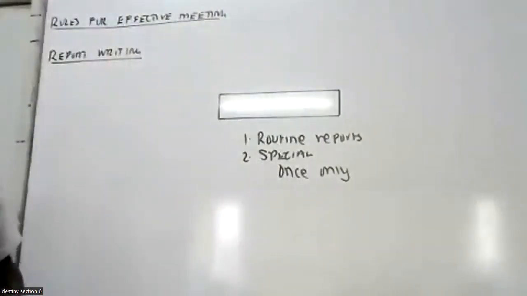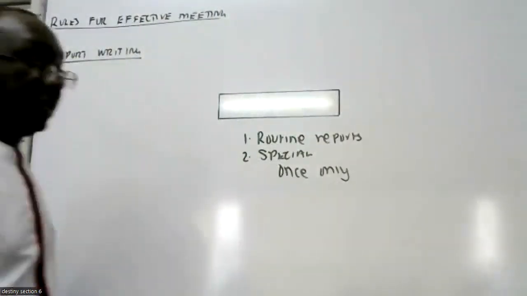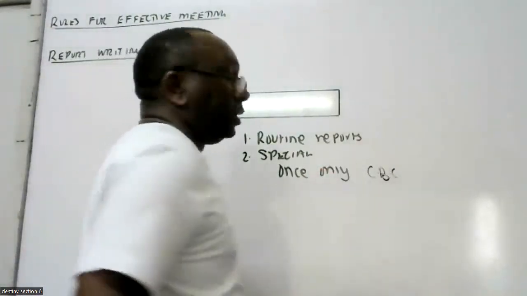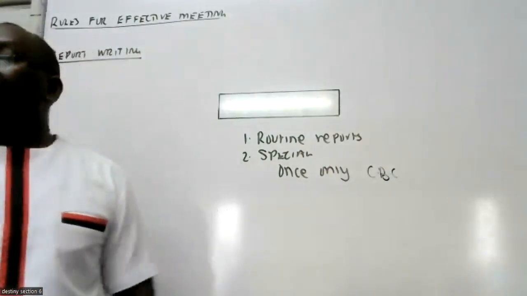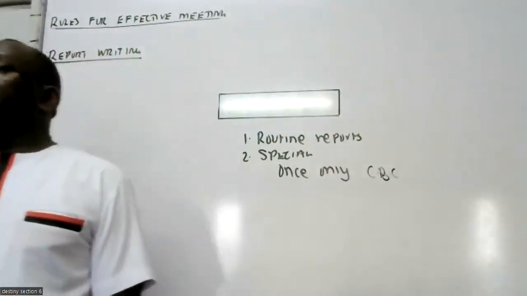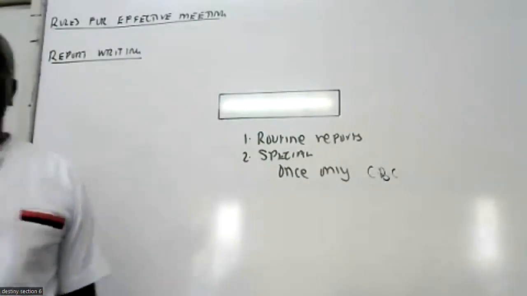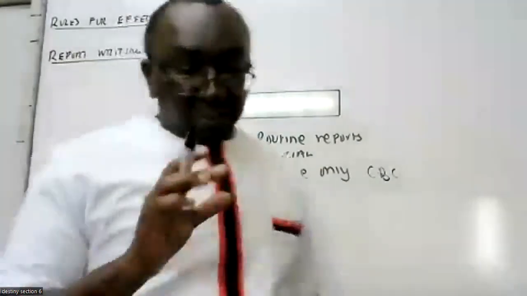Like now, a committee that was established by the president on CBC. That's a special what? Report. It is once. We shall not keep on having a committee to review what? CBC. It occurs once, and it addresses a specific issue.